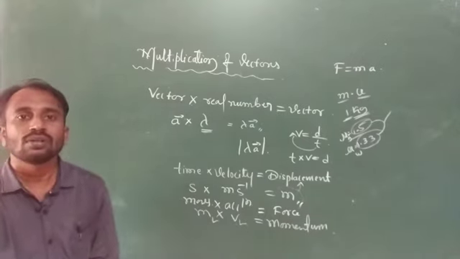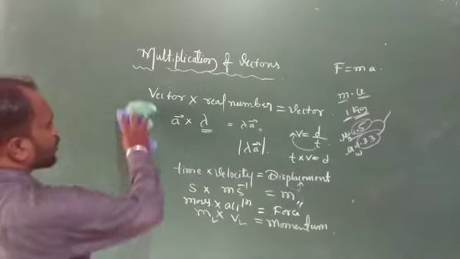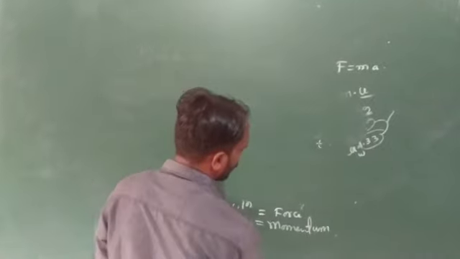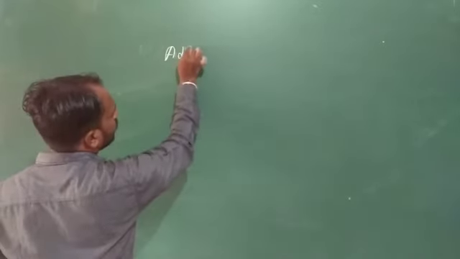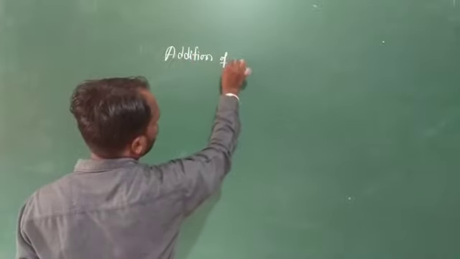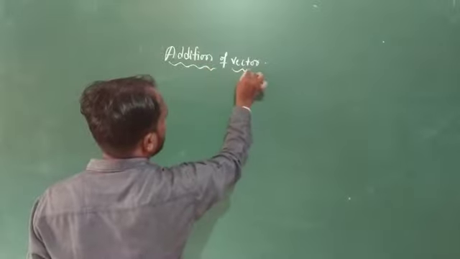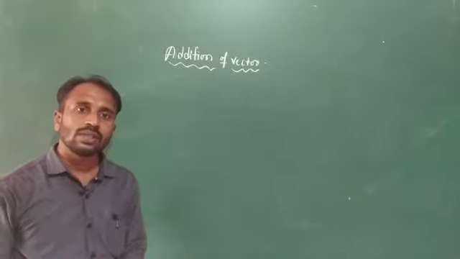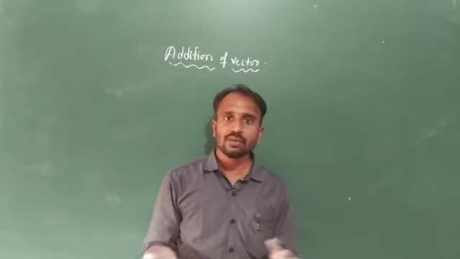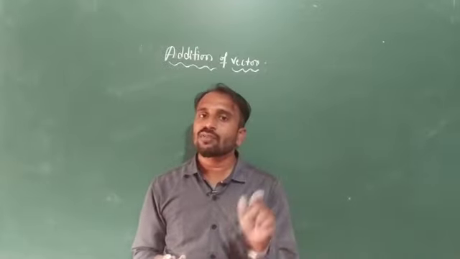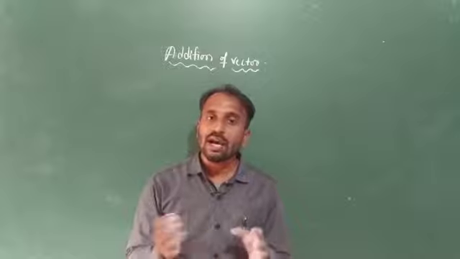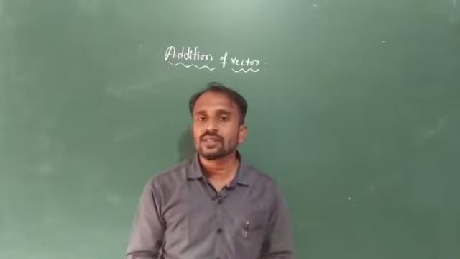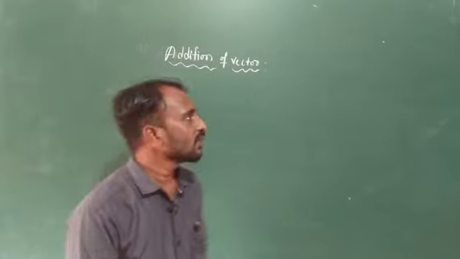Next one, addition of vectors. In addition of vectors, we don't use normal algebra. In normal algebra, for addition of scalar quantities, we consider normal algebra because a scalar quantity has only magnitude, but a vector quantity has both magnitude as well as direction. For this reason we don't use normal algebra here.